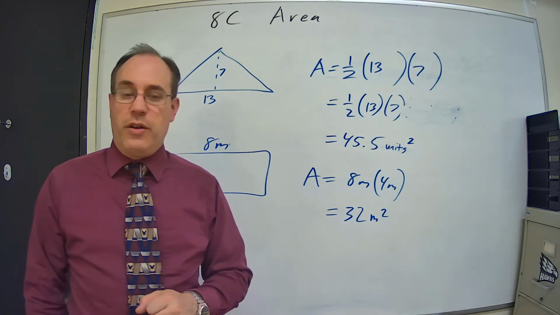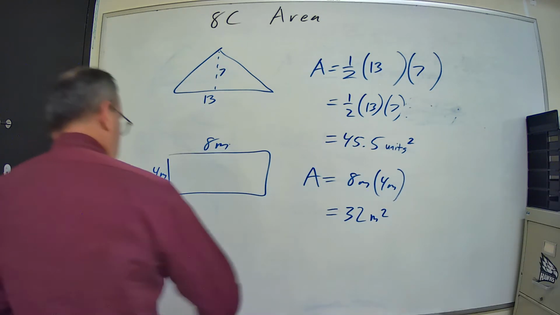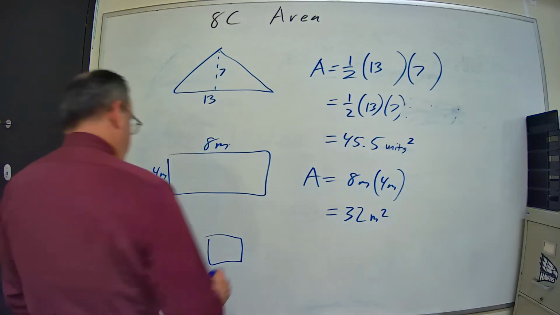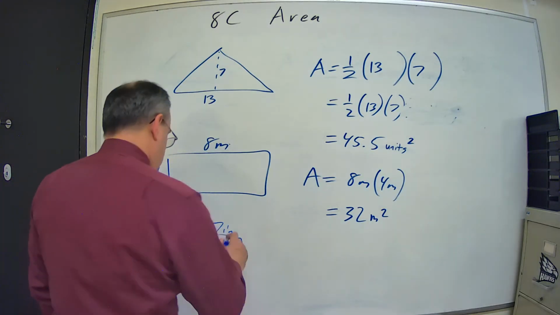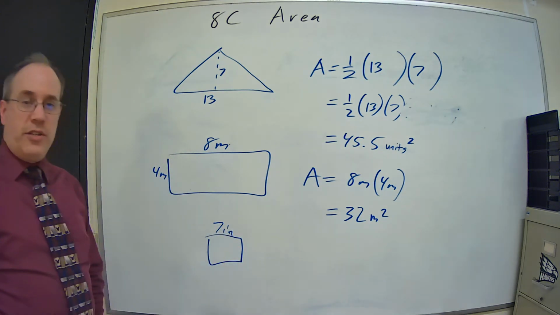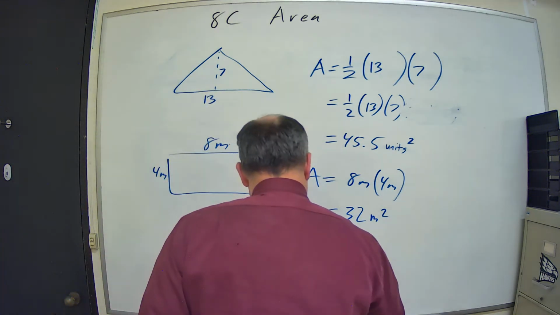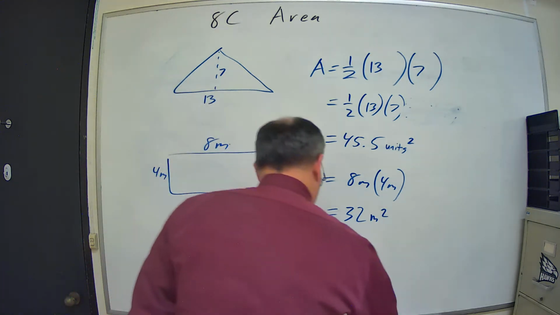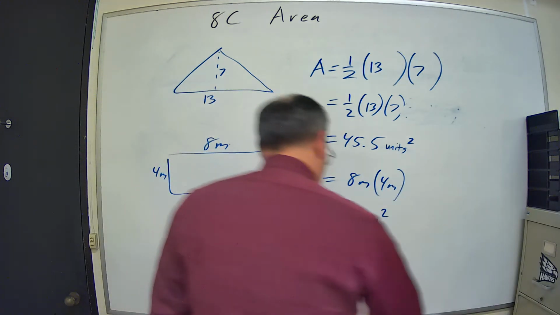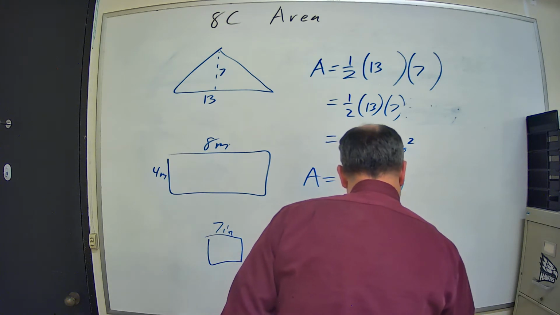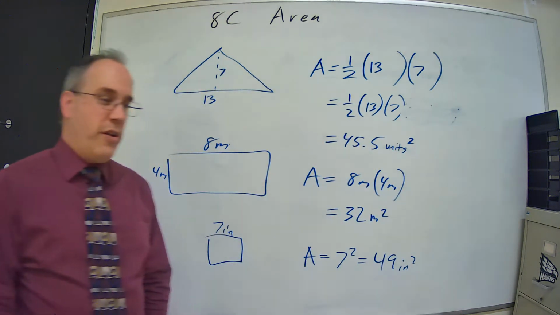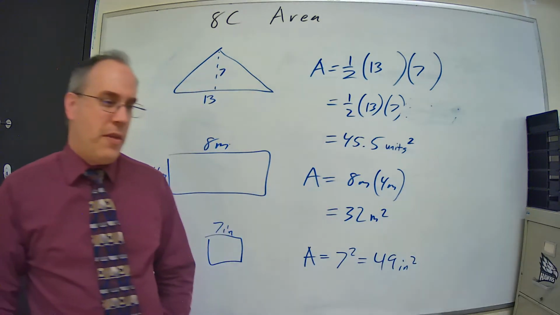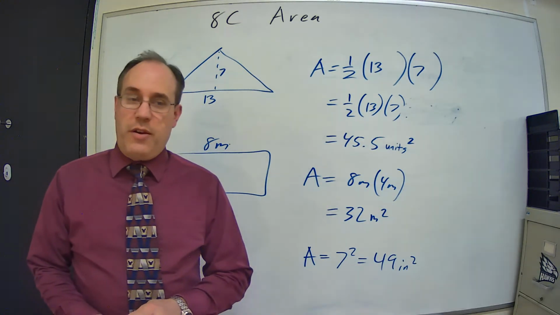And of course, with a square, simple enough, if I have each side is 7 inches, then the area is going to be 7 squared, or 49 inches squared. I'm going to make that look just a little bit more like a 2. There we go. So 49 inches squared.